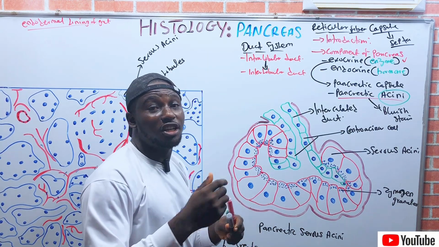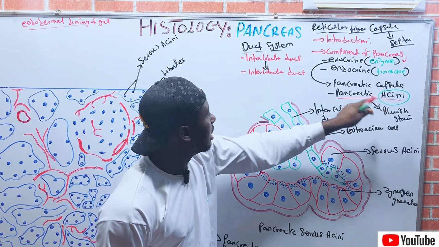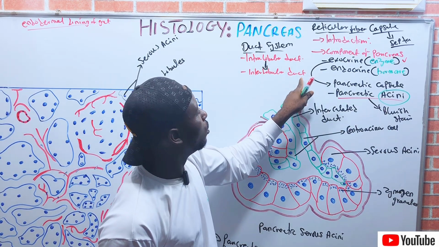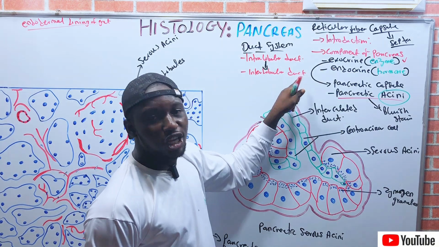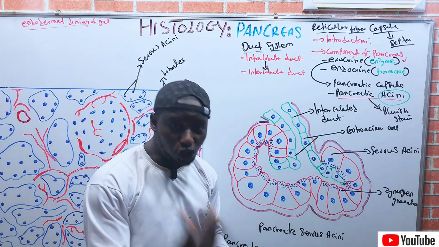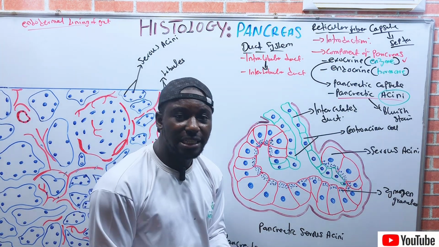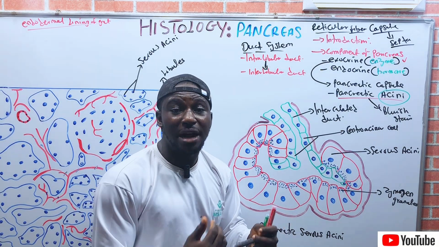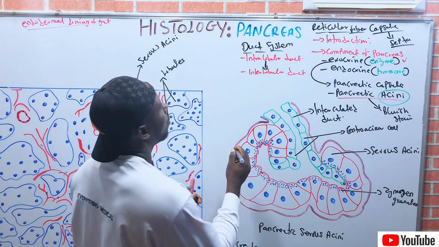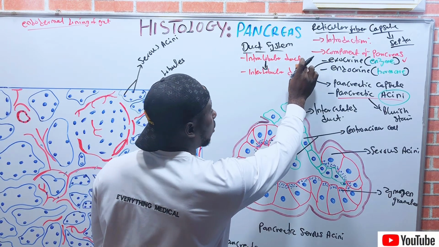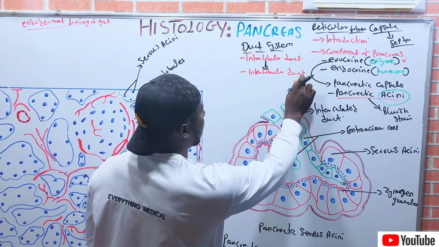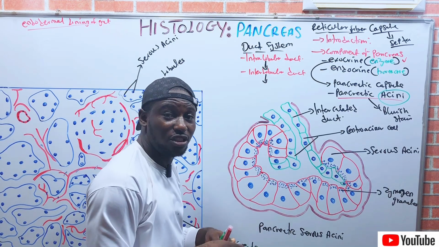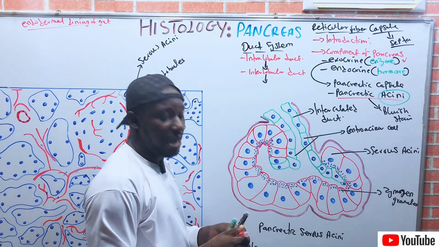Once the secretion produced from the pancreatic acini flows from the intralobular duct to the interlobular duct, it will move next to the duodenum by passing through the main pancreatic duct and also the accessory pancreatic duct. So this is a smaller duct, this is a larger duct. So it enters into the main pancreatic duct and also the accessory pancreatic duct.